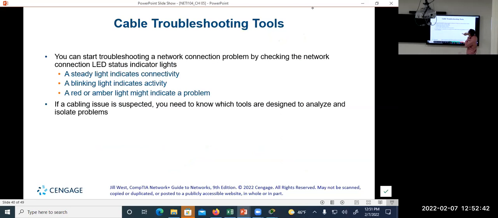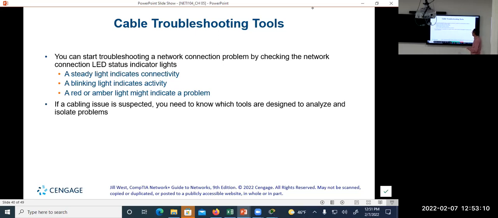Okay, so you have some of the cable troubleshooting tools. I can start troubleshooting the network connection problem by checking the network connection link state indicator. Whenever you plug in the cable, you have the light, right? If you have the green light, it works. If you have the blinking green light, it's activity. But whenever you see a red or amber light, there is some problem with the termination here.